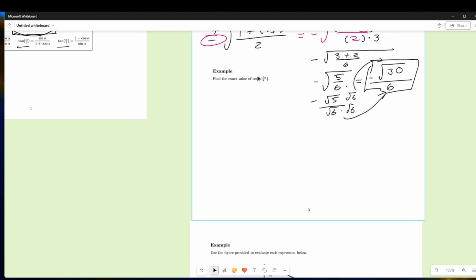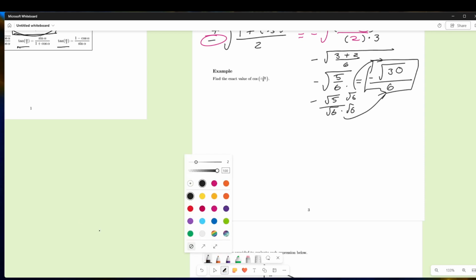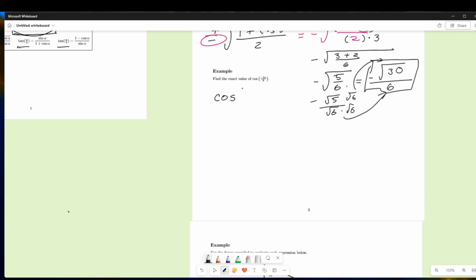So find the exact value of the cosine of negative 3 pi over 8. Well, I don't know anything about 3 pi over 8. I know about 3 pi over 4. So I need to try to turn this into something that I know about. As I said, I know about 3 pi over 4, and 8s are half of 4s. So 3 pi over 8 is 3 pi over 4 divided by 2.